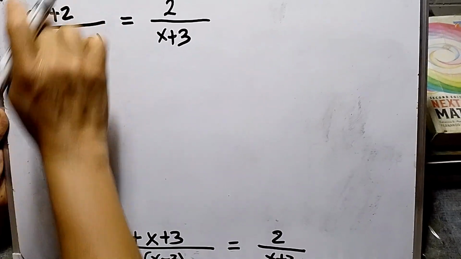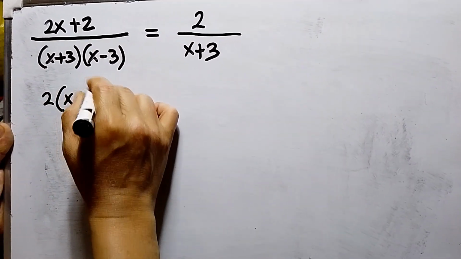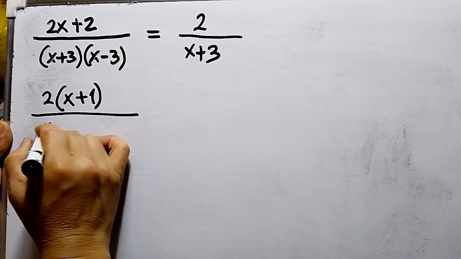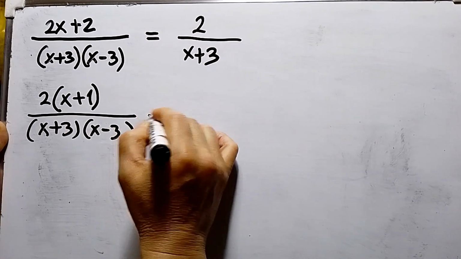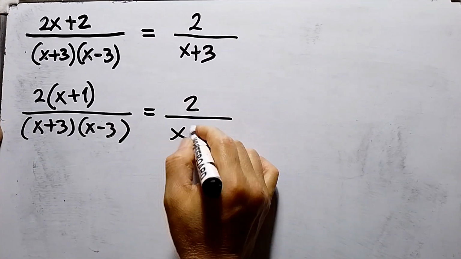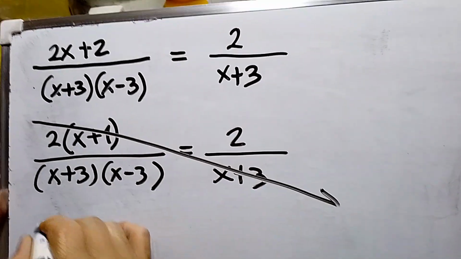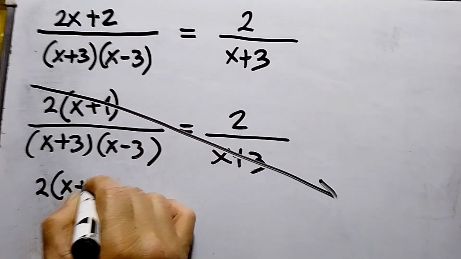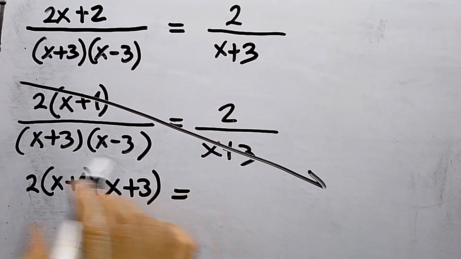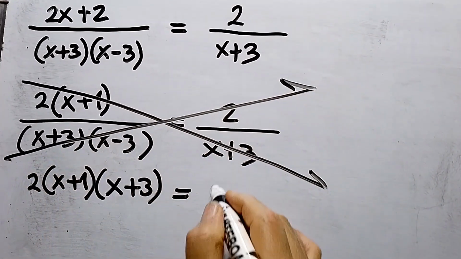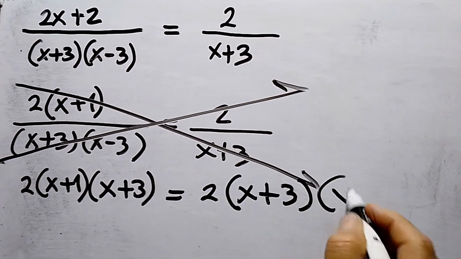I can factor this one. The common factor is 2. So this will be 2x plus 1. And then this will be x plus 3 and then x minus 3 is equal to 2 over x plus 3. Then I need to cross multiply. So 2x plus 1 times x plus 3 is equal to, cross multiply also, 2 times x minus 3.